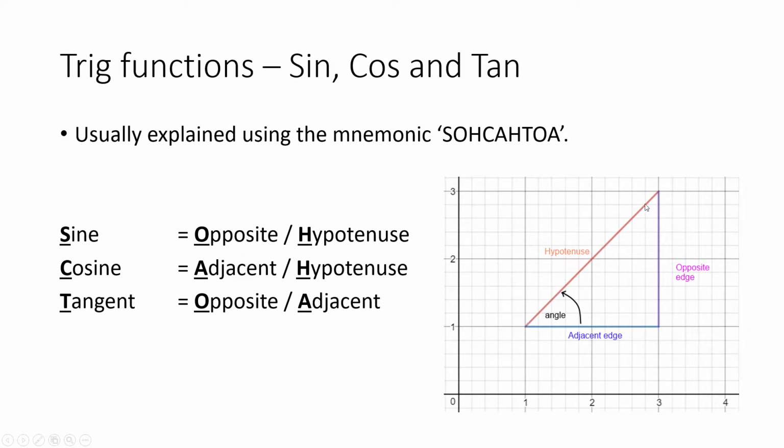What all that means is if you've got a right angled triangle, there's the angle that you're looking at, then the adjacent edge is the one along the x-axis next to it. The opposite edge is the one along the y-axis, which is opposite it, and the hypotenuse is the line that goes at an angle. And if you divide O by H, you get sine. If you divide A by H, you get cosine. And if you divide O by A, you get tangent. SOH, CAH, TOA, SOHCAHTOA.